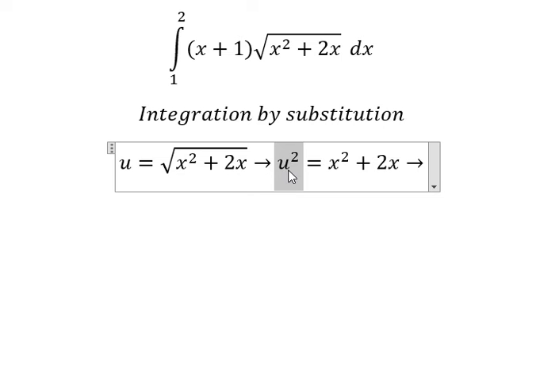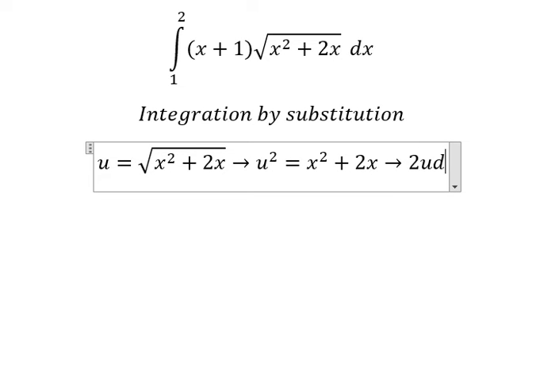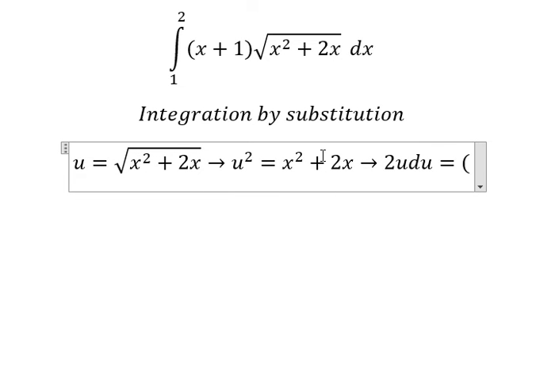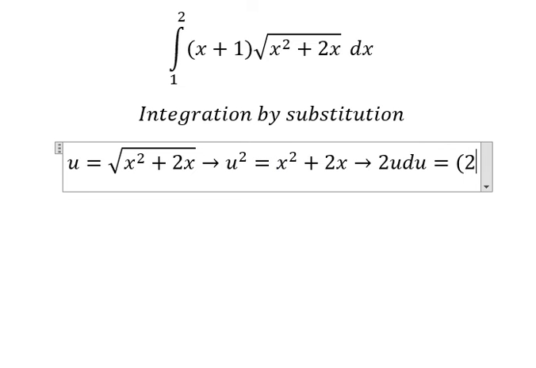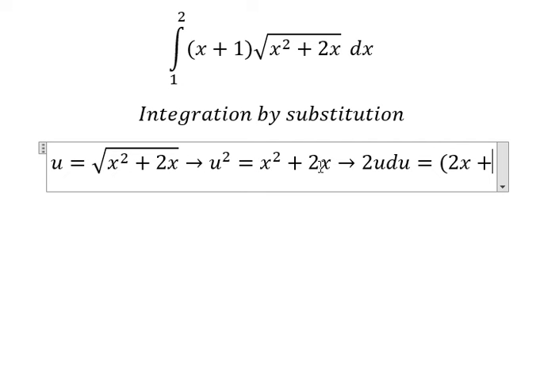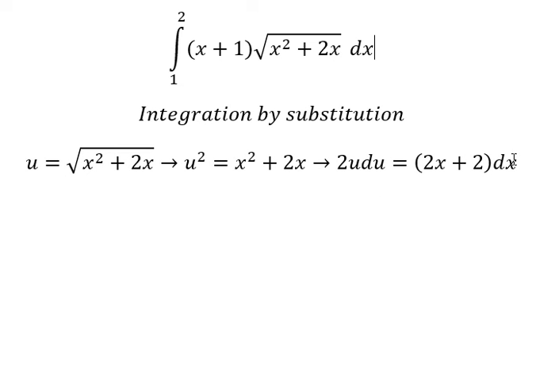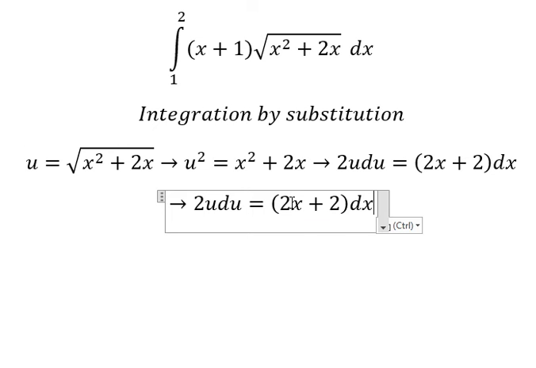The first derivative of u squared, we have 2u du. The first derivative of s squared, we have 2s. The first derivative of s, we have number 1, so we have number 2. Next, we divide both sides by number 2.